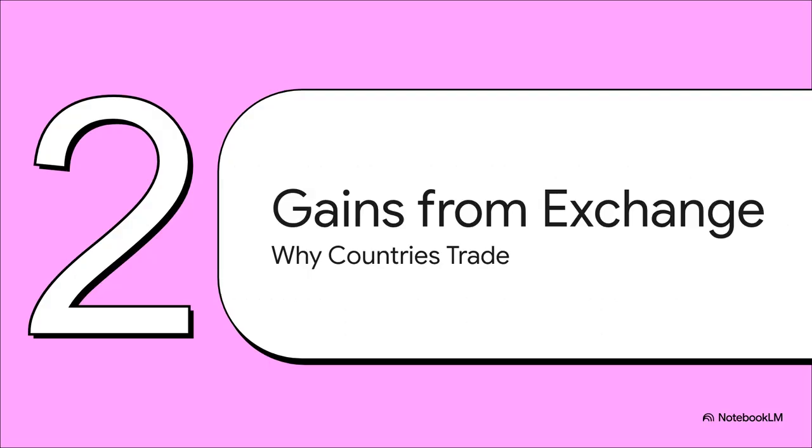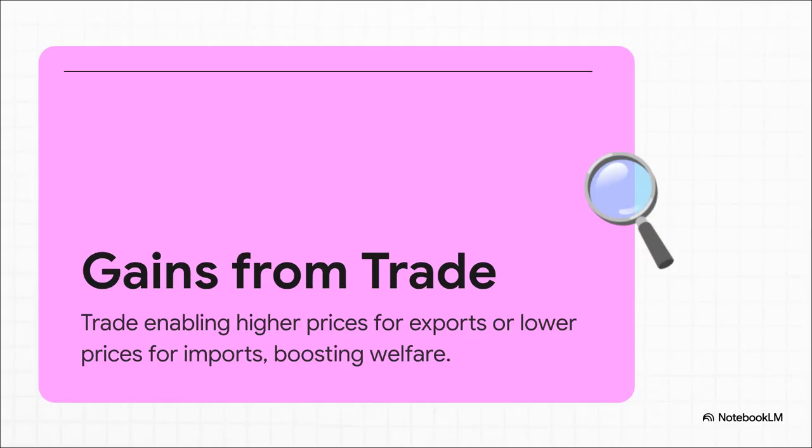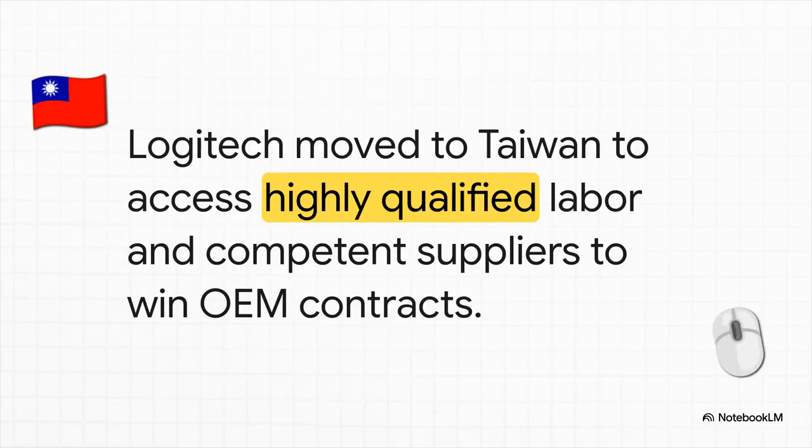Moving right along to Section 2, gains from exchange, and exactly why countries bothered to trade in the first place. So the foundational logic here is actually pretty simple. Gains from trade happen when countries can get a higher price for what they sell or pay a lower price for what they buy compared to trying to do everything purely domestically. Trade allows for a much more efficient allocation of resources. Because each country specializes based on its comparative advantage, production goes up, costs come down, and ultimately the overall global pie just gets bigger.